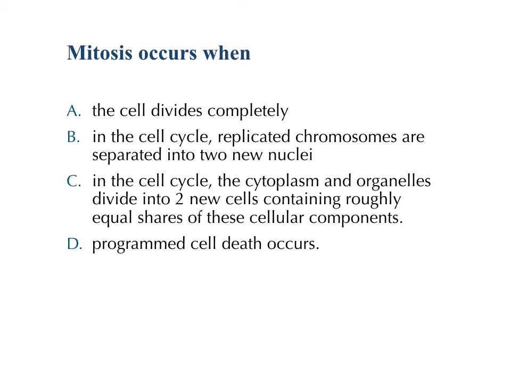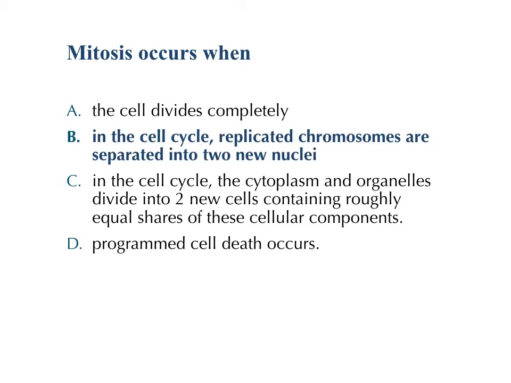Mitosis occurs when? Is it when the cell divides completely? Is it in the cell cycle when replicated chromosomes are separated into 2 new nuclei? Is it when the cytoplasm and organelles divide into 2 new cells containing roughly equal shares of these cellular components? Or is it when programmed cell death occurs? Mitosis, by definition, is when in the cell cycle the chromosomes are replicated and then separated into 2 new nuclei. Mitosis is nuclear division. Cytokinesis is A and C, when all the rest of the cytoplasm and the organelles divide. And programmed cell death is apoptosis.